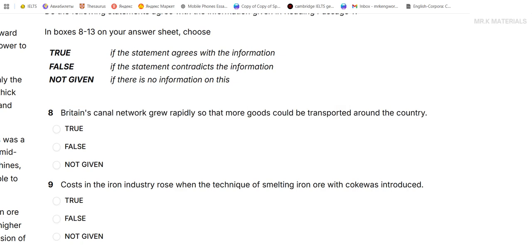Okay, let's go. It says Britain's canal network grew rapidly so that more goods could be transported around the country. All right, let's break it down. You might understand it in one read without rushing. I know this. But still, even if you're a high-level candidate, you always need to breathe, calm down, and break it down. So Britain's canal network grew rapidly. I have my subject here, Britain's canal network. It grew rapidly. I need to understand this connection. It's very important you understand this.